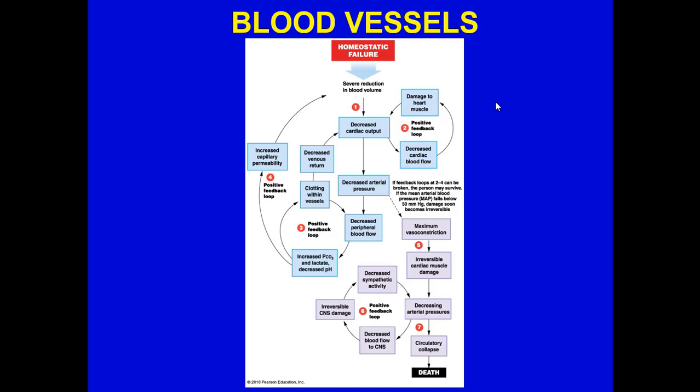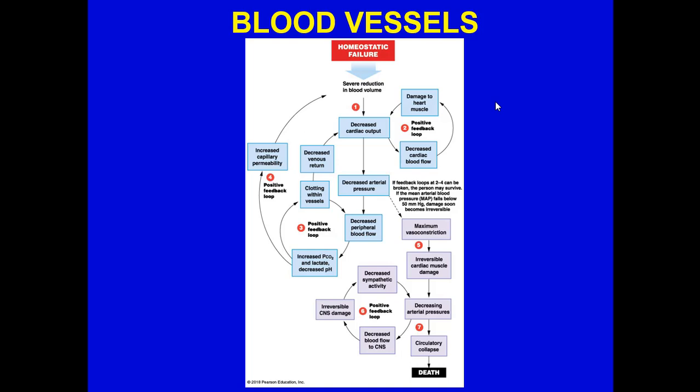So let's go down to the last area, which is the nightmare. You can max out on vasoconstriction only so long. Now you're having irreversible cardiac muscle damage. And remember, any cardiac muscle damage means that the efficiency of each stroke is reduced. And therefore, if you're having reduced stroke volume, that means you're going to have a decreasing arterial pressure.